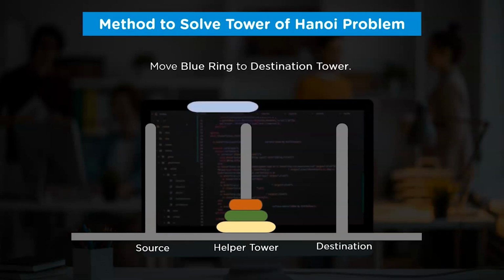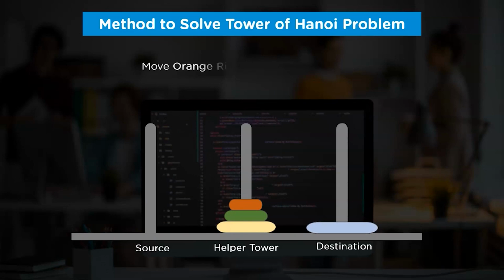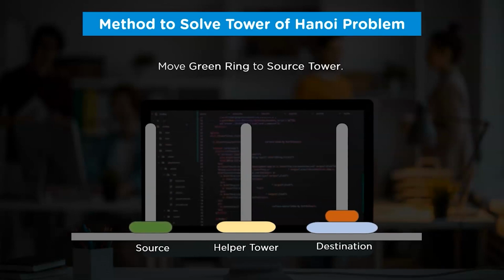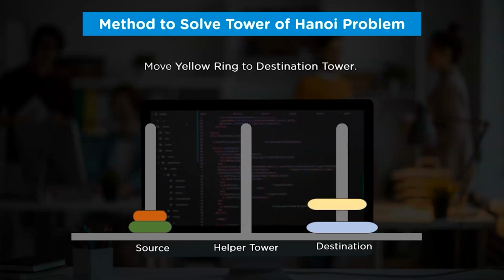Now, we have brought our largest disk to the destination tower. However, we still need to bring three more disks to our destination tower in order to solve this TOH problem. And to do that, here we'll move the orange ring to the destination tower and the green ring to the source tower. After that, we'll move the orange ring to the source tower in order to bring the second largest ring to our destination tower. Here, we have successfully placed two rings at the destination tower.